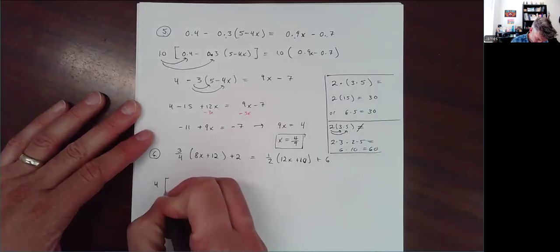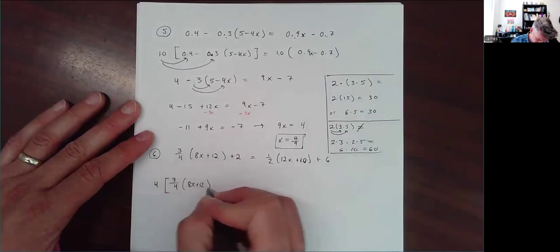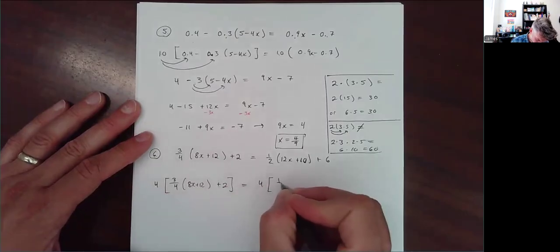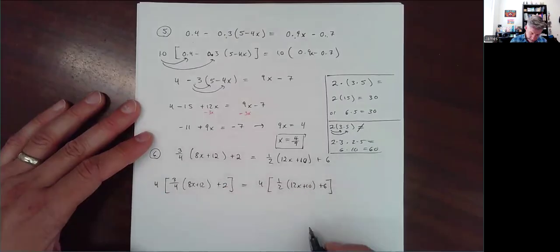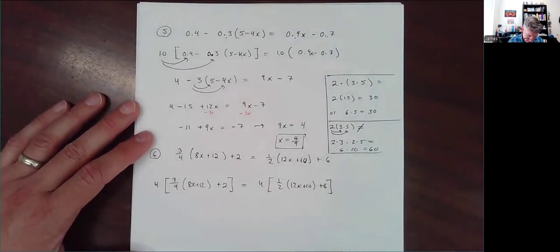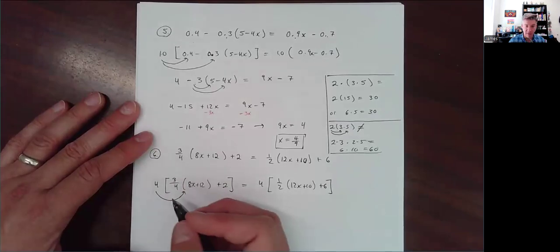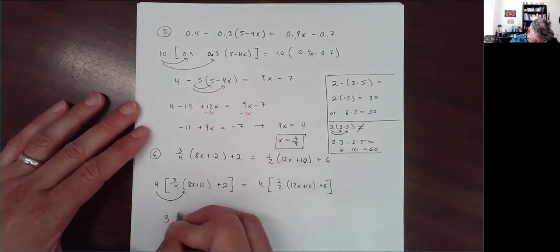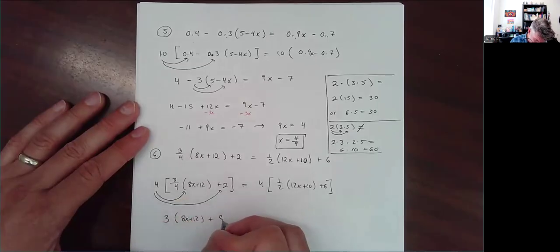This is going to be 4 times 3/4 times 8x plus 12 plus 2 equal to 4 times 1/2 times 12x plus 10 plus 6. Distribute. So the 4 times this first part, I'm going to multiply by the 3/4, and 4 times 3/4 is just 3. So that first part becomes 3 times 8x plus 12. I still have to distribute the 4 to the second term here. That's 4 times 2, which is 8.